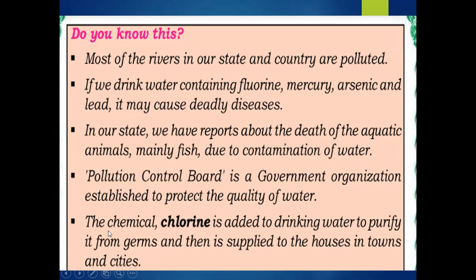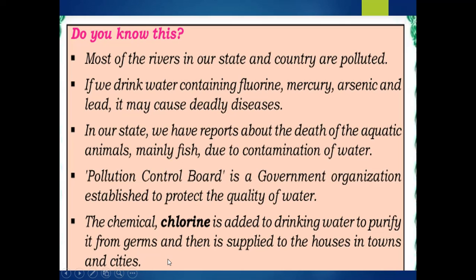Then the chemical chlorine is added to drinking water to purify it from germs, and then it is supplied to the houses in towns and cities. We are living in a city, isn't it, children? Bangalore is a city. So which is the chemical added to the drinking water? Chlorine. So chlorine is the chemical which is added to the drinking water.